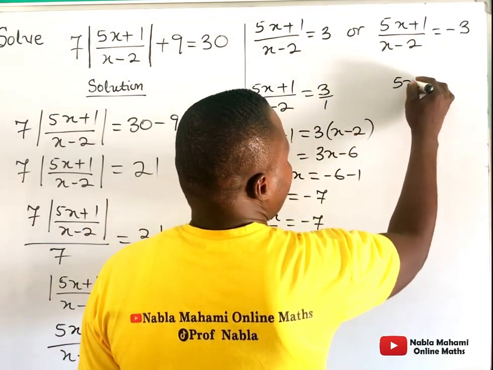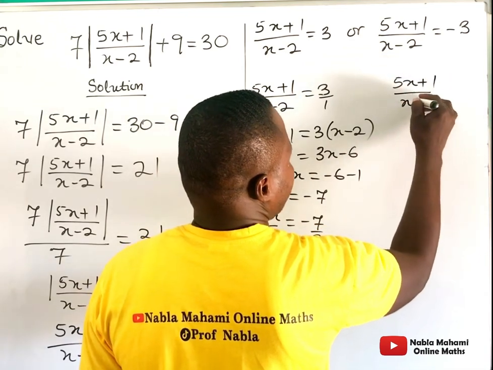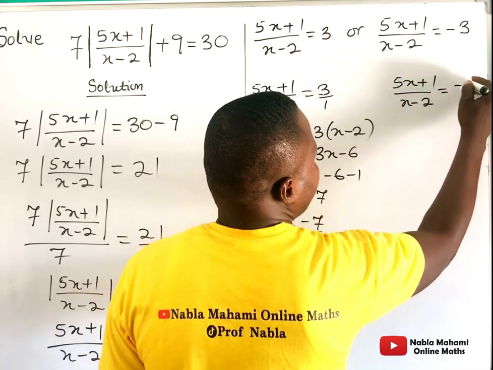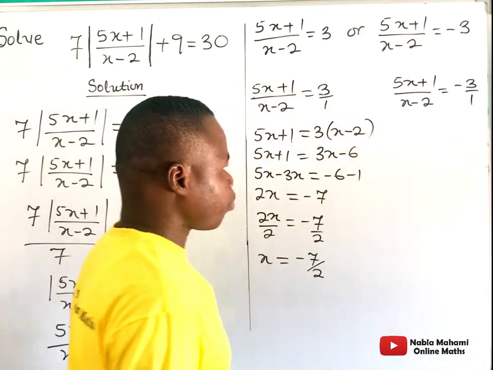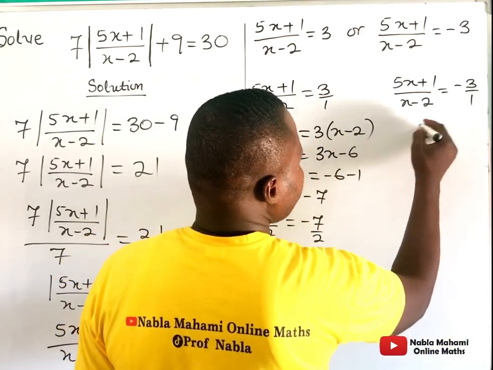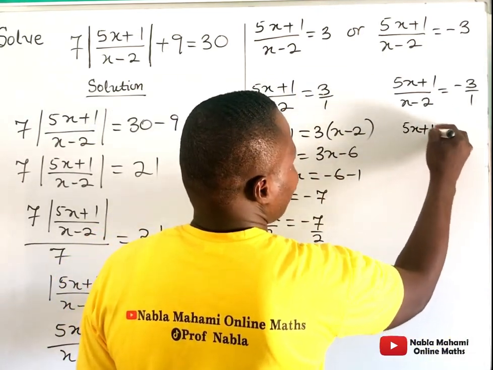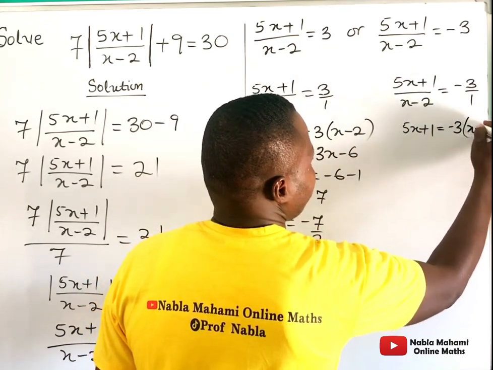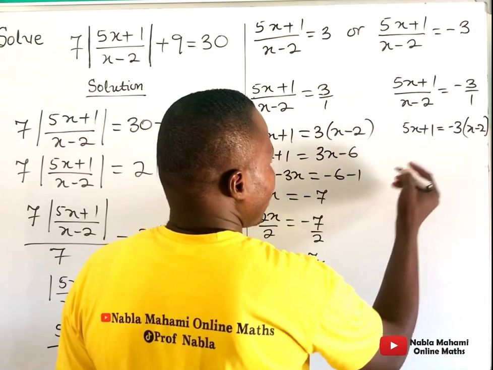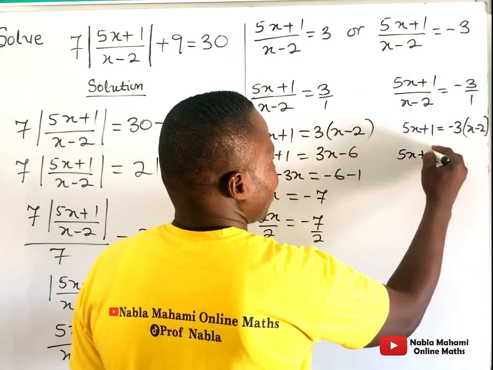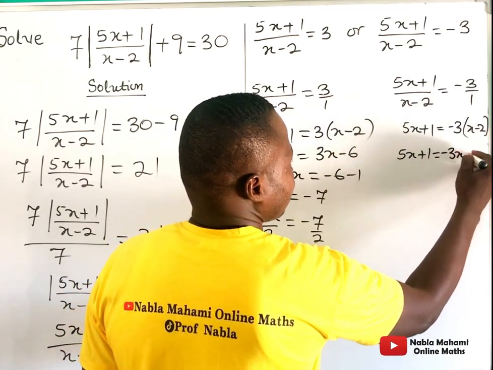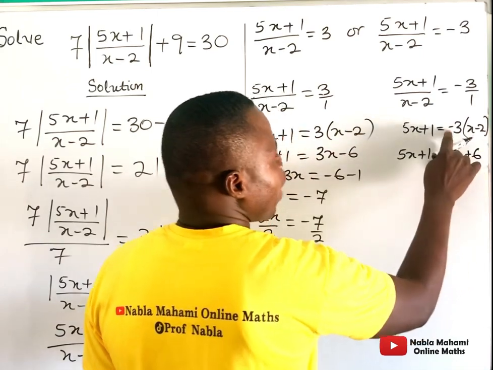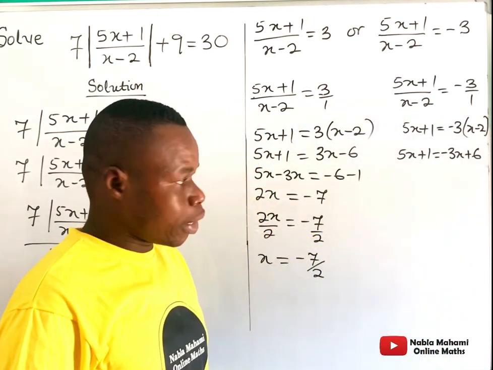Then (5x plus 1) over (x minus 2) is equal to minus 3. Then we'll say this one is over 1. To do cross multiplication, I'll have 5x plus 1, because 1 times this is still the same thing, which is equal to minus 3 into (x minus 2). I will now expand by saying 5x plus 1 is equal to minus 3x plus 6, because minus 3 times minus 2 is plus 6.